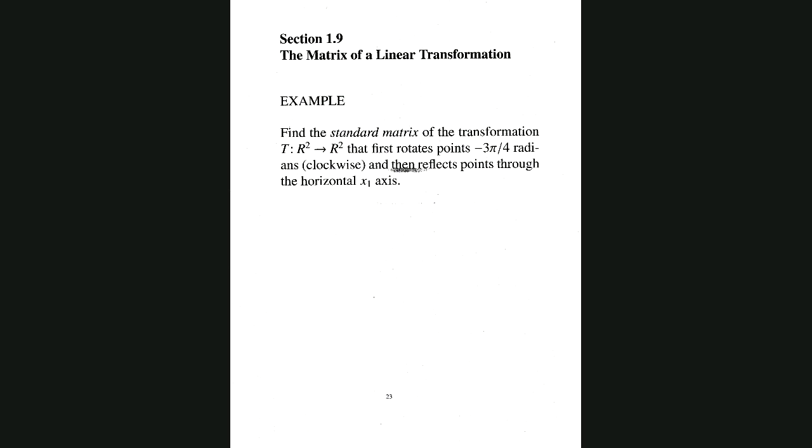Okay, so now this is an interesting problem. We want to find the standard matrix of the transformation, and the transformation maps R squared to R squared. It's going to first rotate points -3 pi over 4 radians clockwise, and then it reflects points through the horizontal x1 axis.